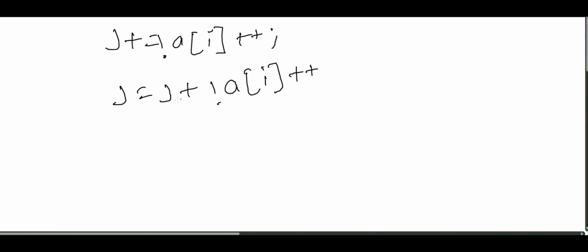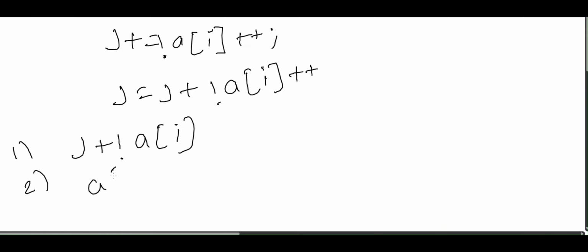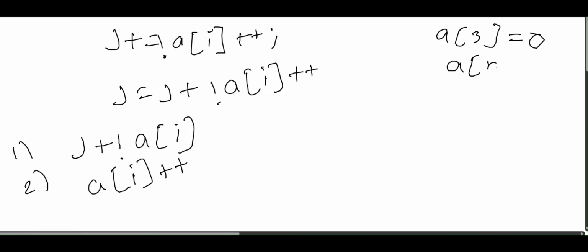So here let me tell you. First, what will happen? First, it will be the addition of j plus this term. So the first step the compiler will do is j plus !a[i]. This is the first step. After the first step, the second step will be the increment of a[i]. Increment means, suppose a at index 3 has value 0, this plus plus will add 1 to it. So it is nothing but 0 plus 1, 1.